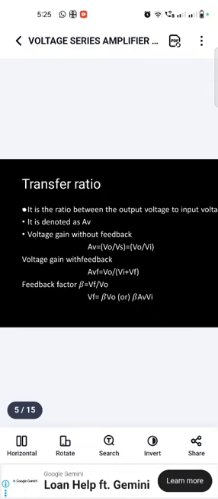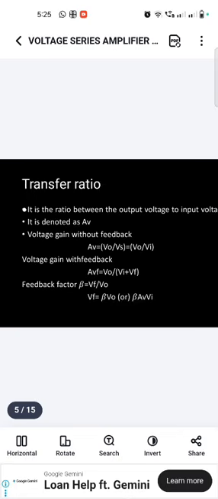Okay, so as we understood from equation 1, what is V0? V0 is equal to Av into Vi. That source is represented here. The voltage source is Av into Vi. Okay, now we substitute the Vf as beta into V0. The V0 is Av into Vi. Understood? So this is about transfer ratio.